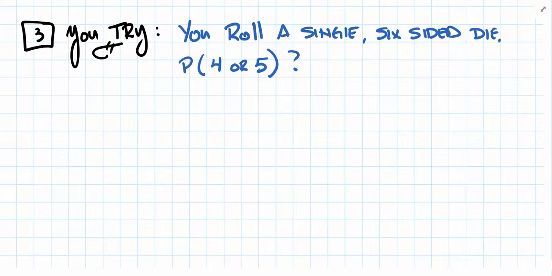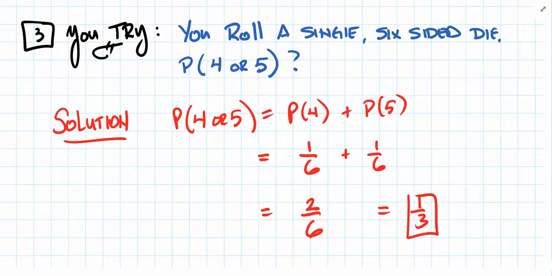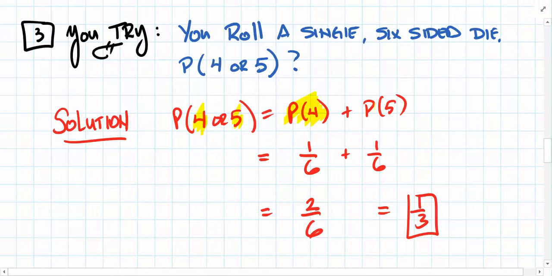Box number 3 is a "you try". I want you guys to figure out the probability of rolling a 4 or a 5 when you roll a single die. Hopefully you got the right answer of 1/3. Here's how I did it. The probability of getting a 4 or a 5, well, these are mutually exclusive events because they cannot happen at the same time. So therefore, I take the probability of 4 and I add it to the probability of getting a 5. That's just 1/6 plus 1/6. That makes 2/6, and that reduces to 1/3.